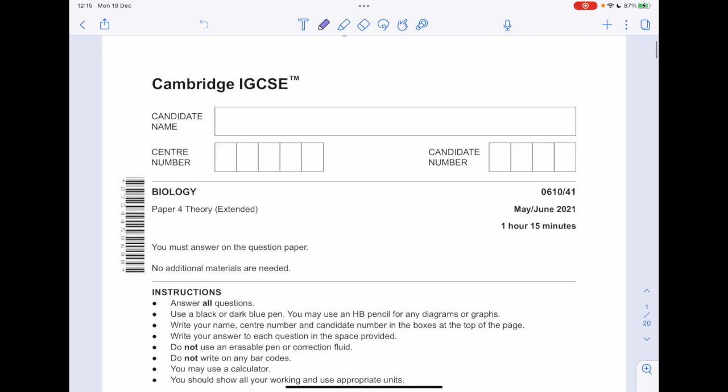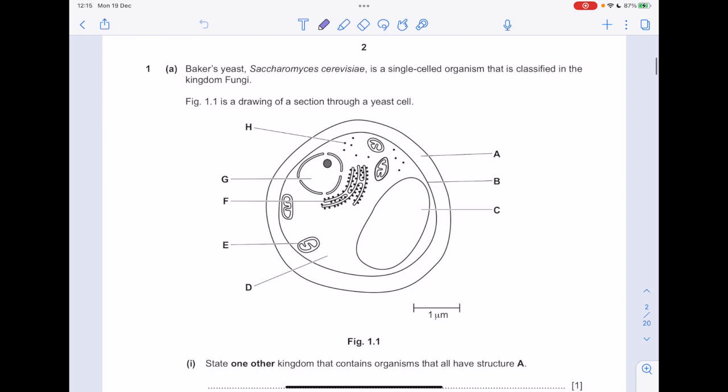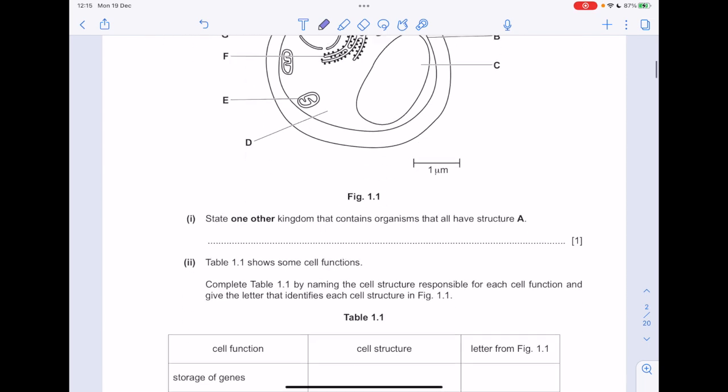This is a Cambridge IGCSE Biology Paper 4 Theory Extended Paper from June 21. Baker's yeast is a single-celled organism that is classified in the kingdom fungi. Figure 1.1 is a drawing of a section through a yeast cell. State one other kingdom that contains organisms that all have structure A.